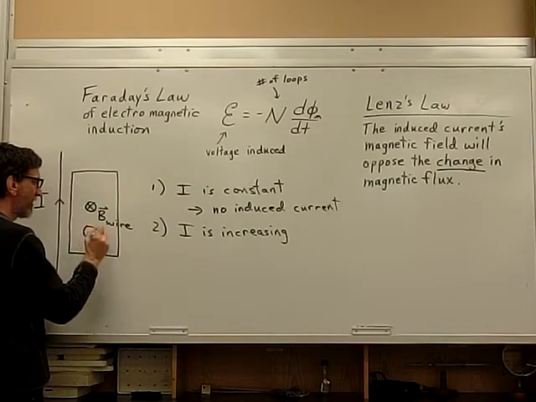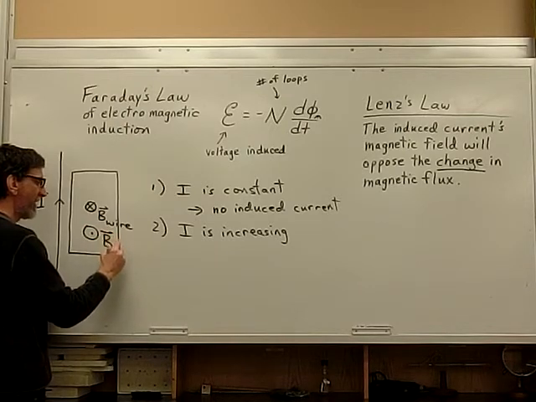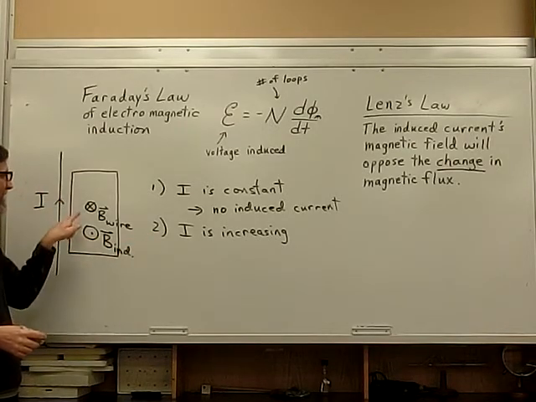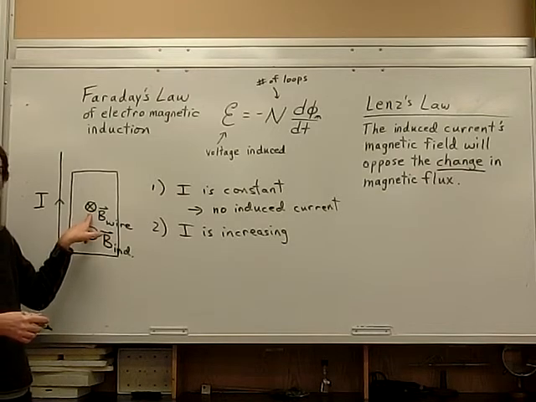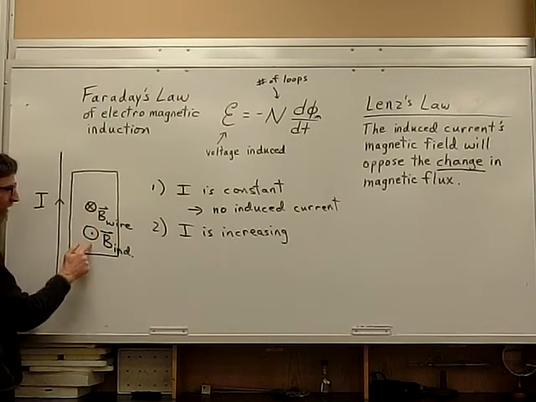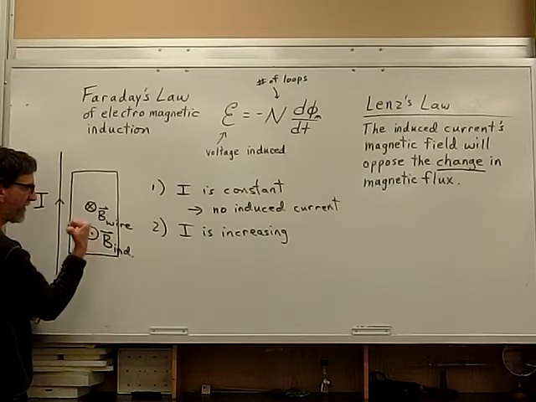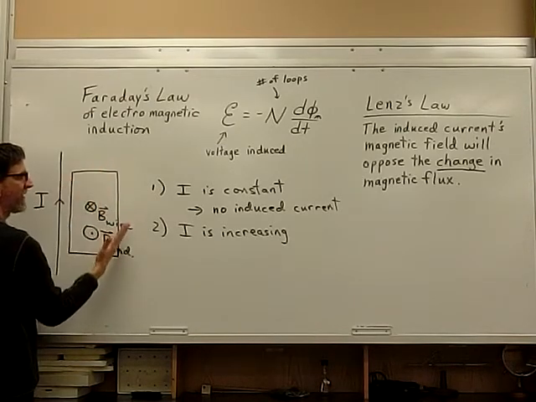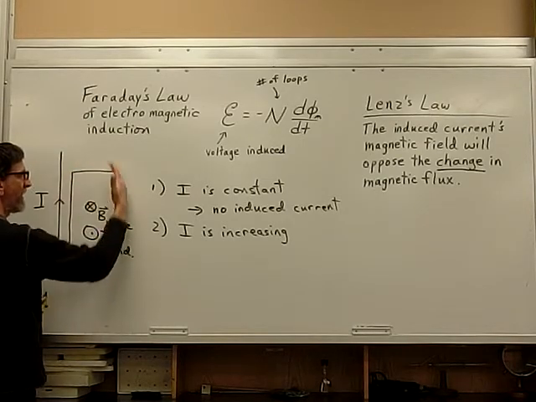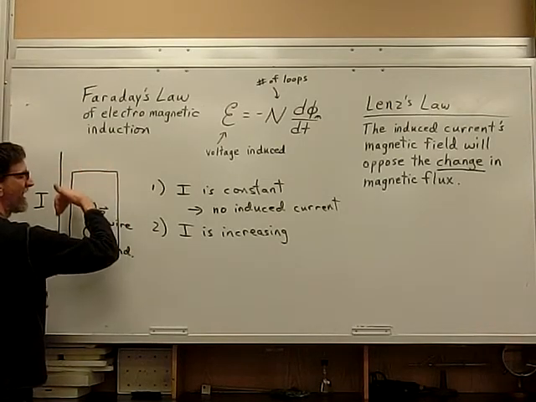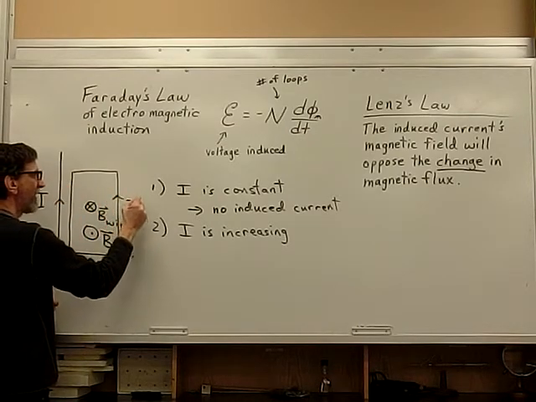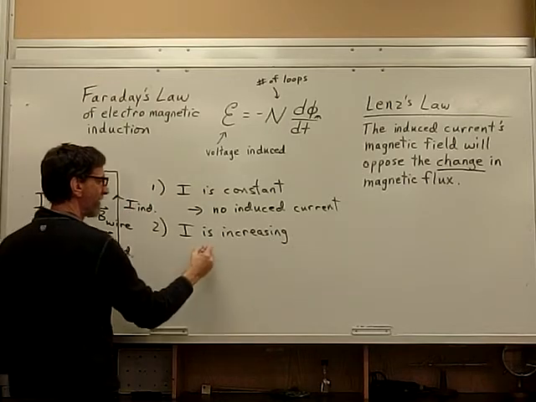So I'll draw a circle with a dot and say the induced field, the field created by the induced current, has to be coming out to fight that increasing field going in. Okay, so we had a right-hand rule for loops that says if you point your thumb in the direction of the field in the middle, your fingers will curl around in the direction of the current. So that means the induced current must be traveling counterclockwise to make my induced field out. So the induced current flows counterclockwise.